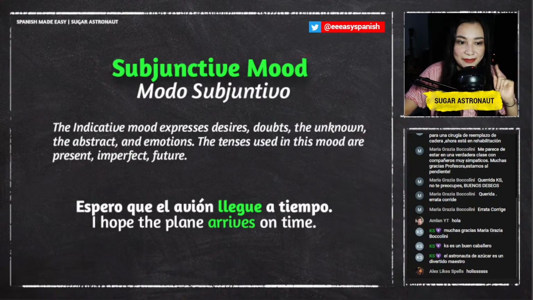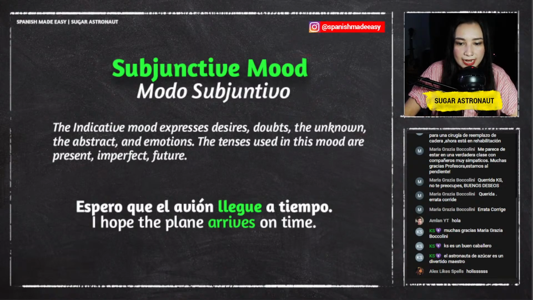Remember that. Modo subjuntivo. Alex is in the house. Hola. Oli, oli, oli. Hola, Alex. ¿Cómo estás? Ajá. Someone says, el astronauta de azúcar es un divertido maestro. Well, I'm a woman, so maestra, please. Maestra, divertida. Thank you so much for the comment, KS. I'm glad you're practicing your Spanish.